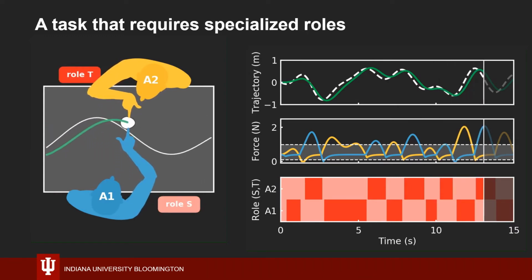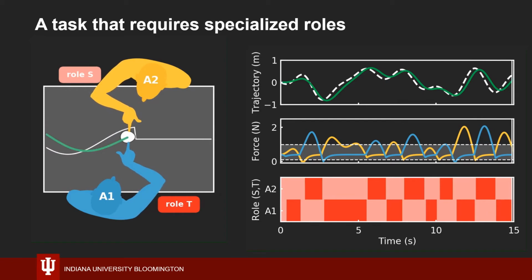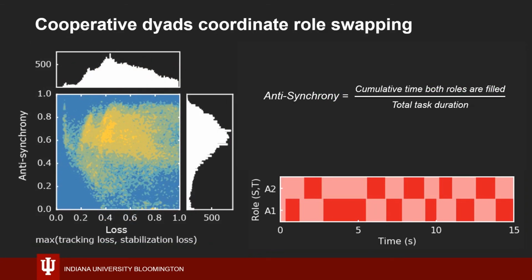After evolving thousands of successful dyads, we observed a few common traits in the population. The best performing dyads exhibit remarkable temporal coordination. Agents generally assume opposite roles and swap roles at nearly the same time. We define anti-synchrony as the fraction of time that agents assume opposite roles. If we look at the distribution comparing performance and anti-synchrony, we see that at the leading edge, better performance requires greater anti-synchrony. But what makes dyads coordinate well?